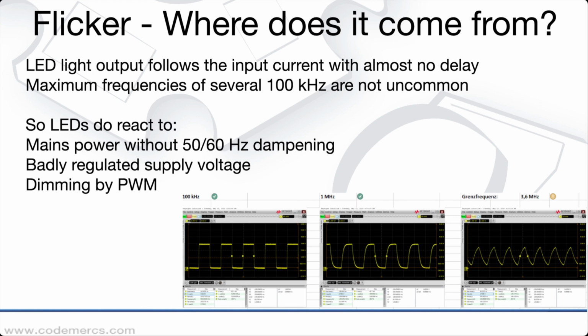Badly dampened mains power, for instance, is a problem, or if you have a badly regulated power supply with ripple on it, or if you're using dimming with PWM, that's all going to generate flicker on the LED.